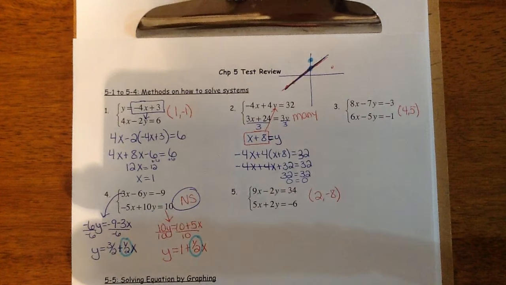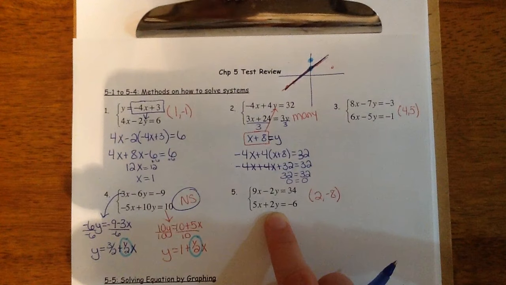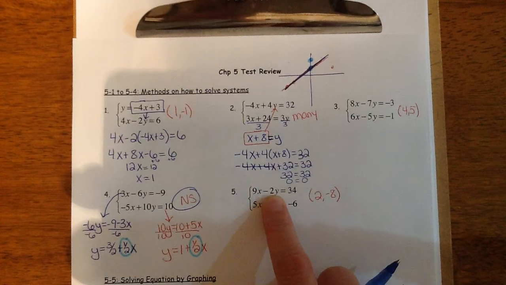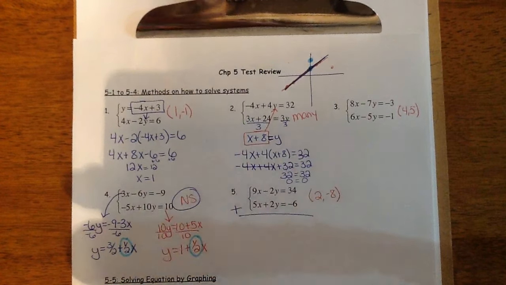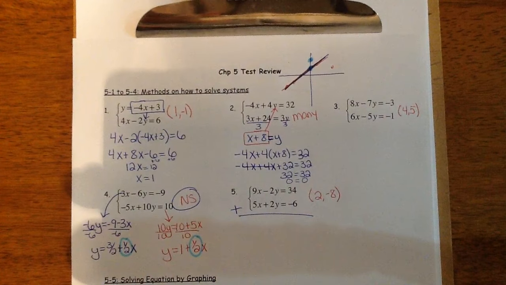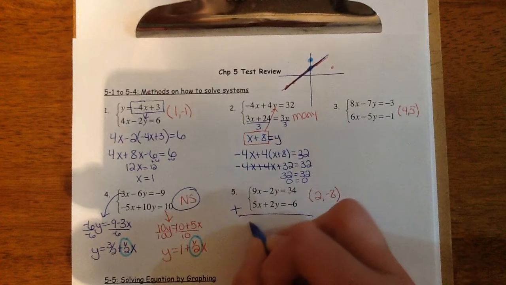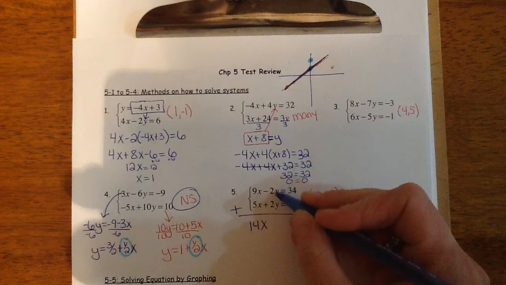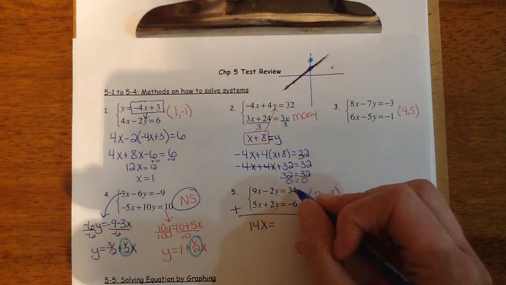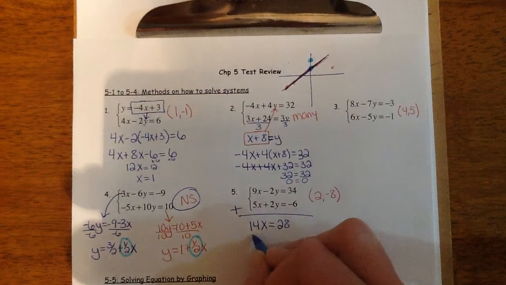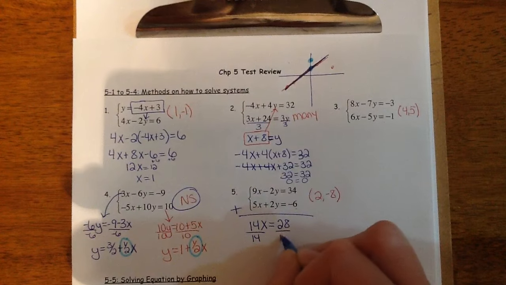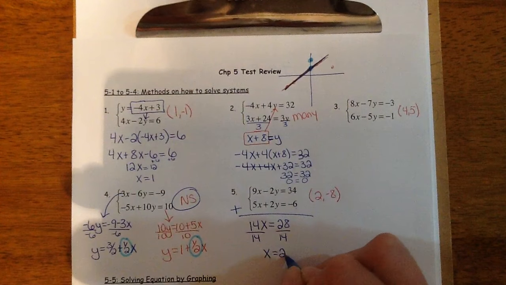Okay, the last one I really like, because if you look at this last one, do you see how the -2 and the +2, those are opposite of each other. So this is perfect for the elimination method. So if we try elimination here, we're going to get 14x. Notice this will cancel. And then 34 plus -6 is 28. And then if we divide off the 14, we get x to be 2.